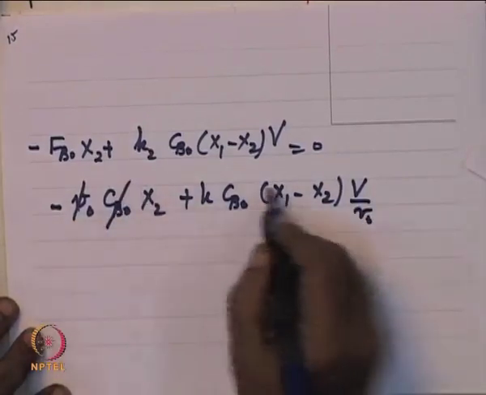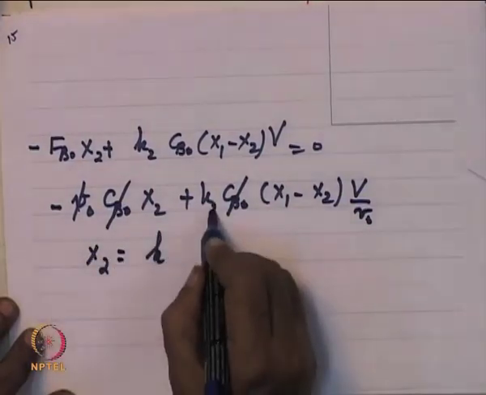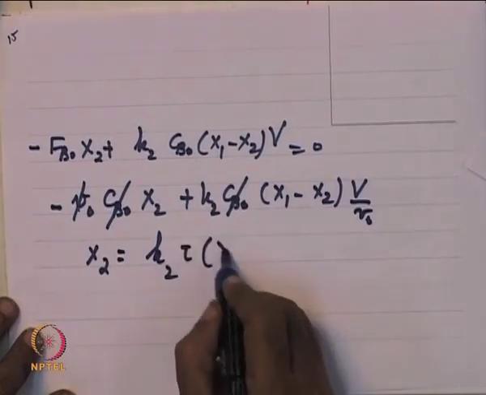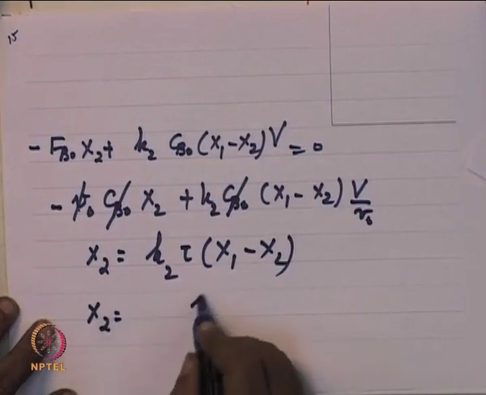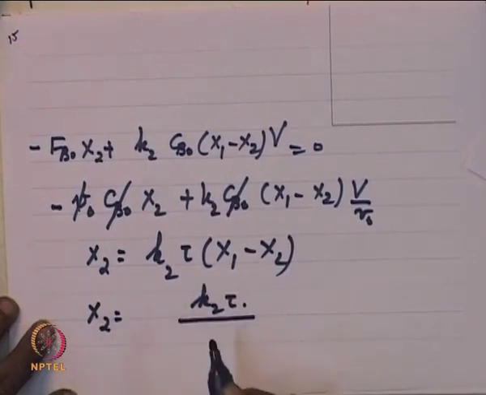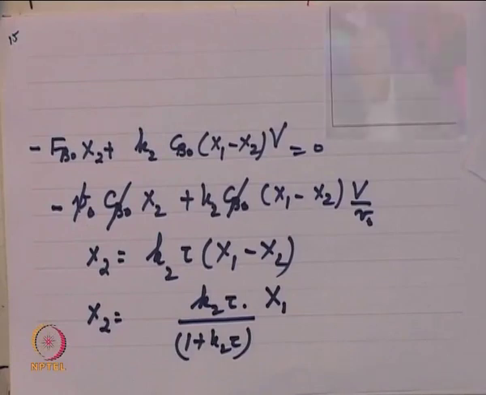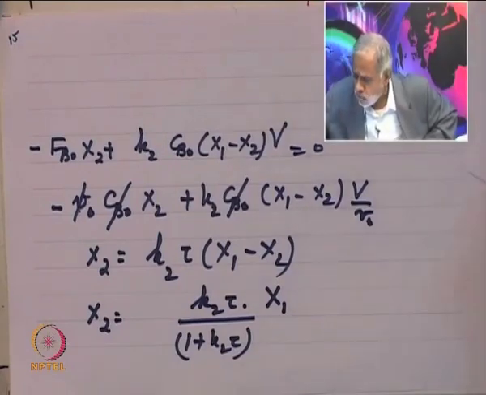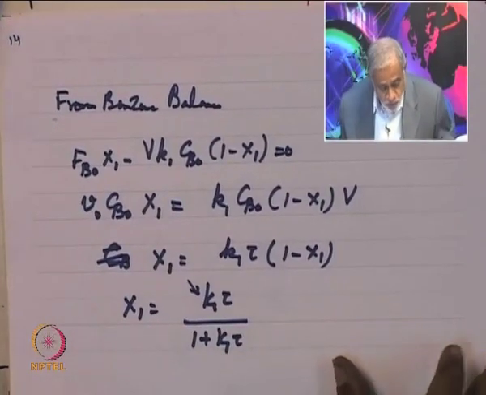C_B0 can be cancelled off. So we get X2 equal to K2 tau times (X1 minus X2). Therefore, X2 equal to K2 tau divided by 1 plus K2 tau, multiplied by X1. So what have we got? We got our relationship: both X1 and X2 we now know in terms of K1 tau and K2 tau.